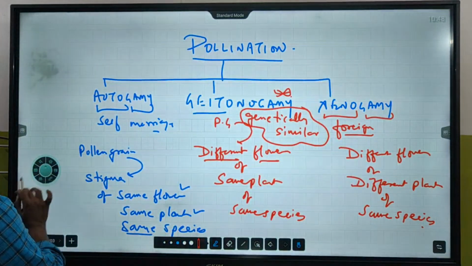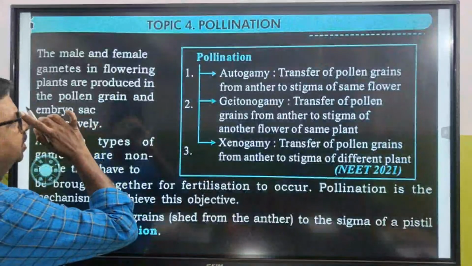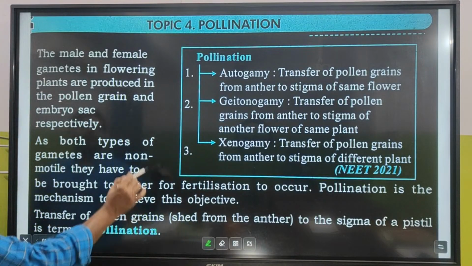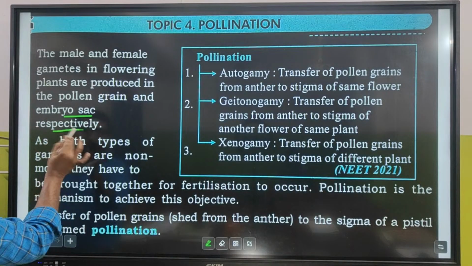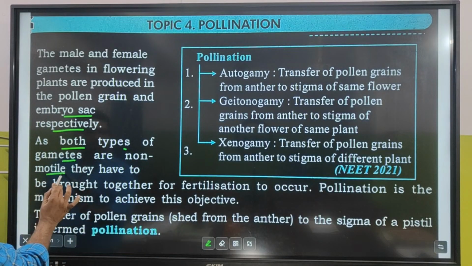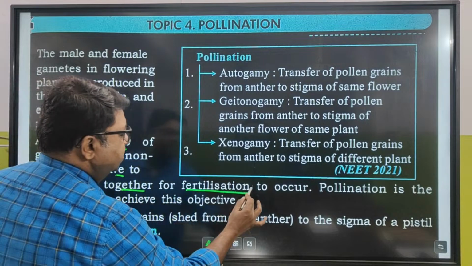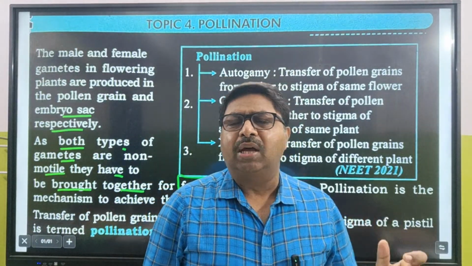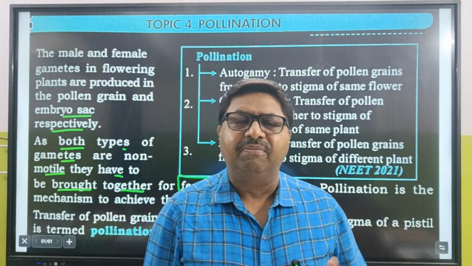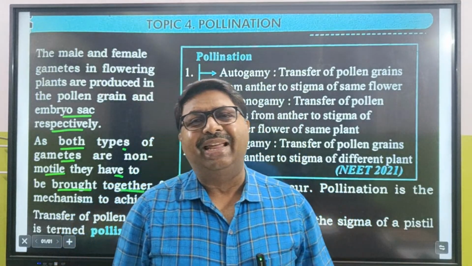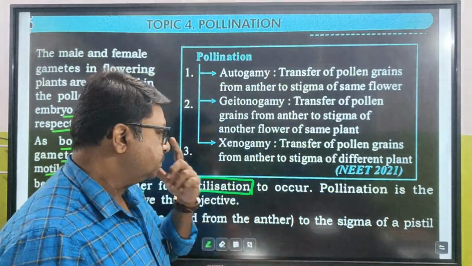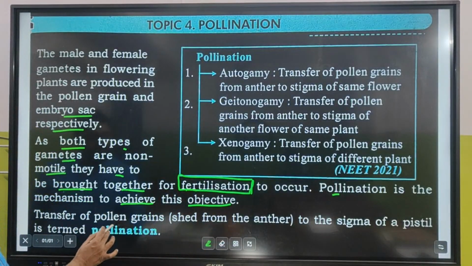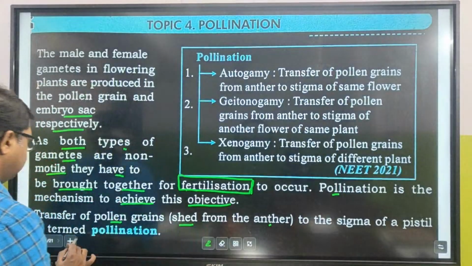Examples of this pollination is very, very important. I think आपको समझ में आ गया ये what is pollination. Now pollination देखो क्या क्या है यहाँ पे. The male and female gametes in flowering plants are produced in the pollen grain and embryo sac respectively. As both types of gametes are non-motile, they have to be brought together for the fertilization. कौन लाएगा? वो तो खुद मोटाइल नहीं है, तो कोई एजेंट चाहिए. And those are called pollinating agents. It can be bees, it can be birds, it can be snail, it can be snakes, it can be human. So pollination is a mechanism to achieve this objective. Transfer of pollen grains shed from the anther to the stigma of the pistil is called pollination.